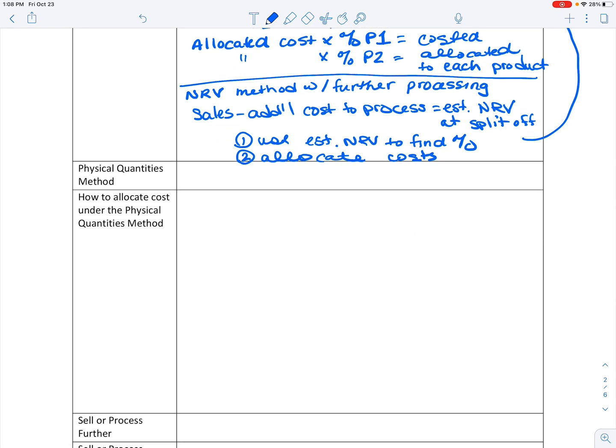The physical quantities method. All this means is that we're going to allocate costs based on the quantity involved. So first, again, find that percentage. This is based on the quantity.